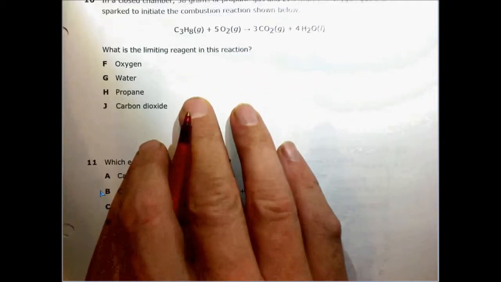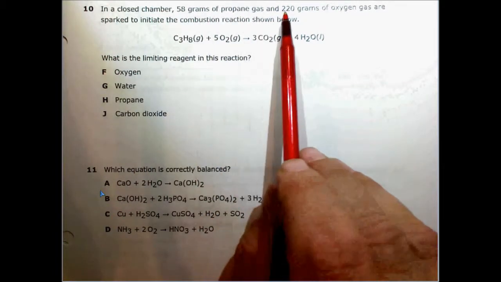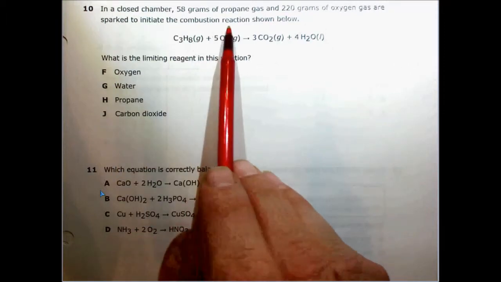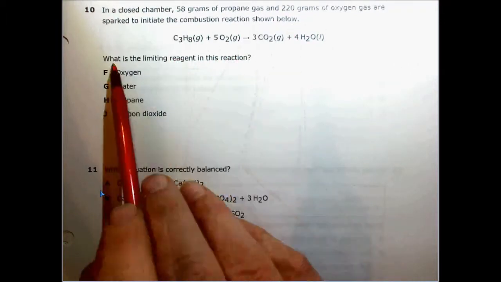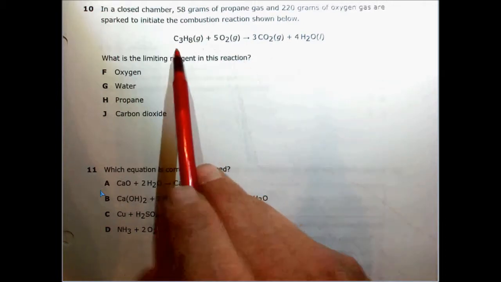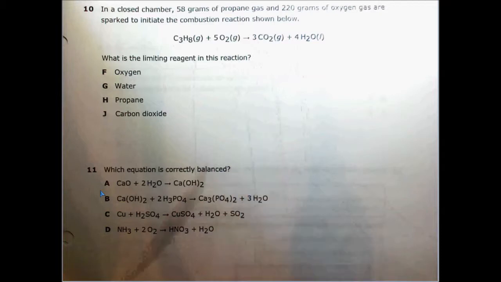Question number 10. In a closed chamber, 58 grams of propane gas and 220 grams of oxygen gas are sparked to initiate this combustion reaction below. What is the limiting reagent in this reaction? So this is a case where we're going to have to see which one of these makes the most product, or which one of these runs out first.